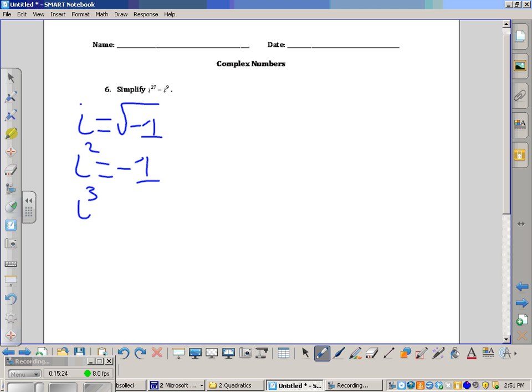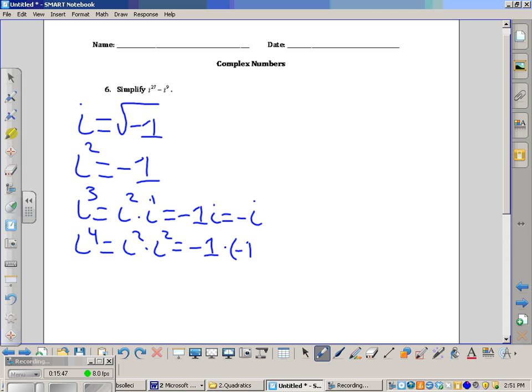i cubed, well, i cubed, guys, is i squared times i to the first. Well, we just showed i squared is negative 1. So this is negative 1 times i. That's negative i. i to the fourth is i squared times i squared. Well, i squared is negative 1, so that equals 1. So this repeats in cycles of 4.